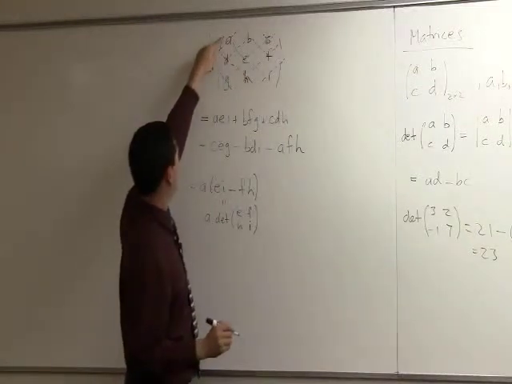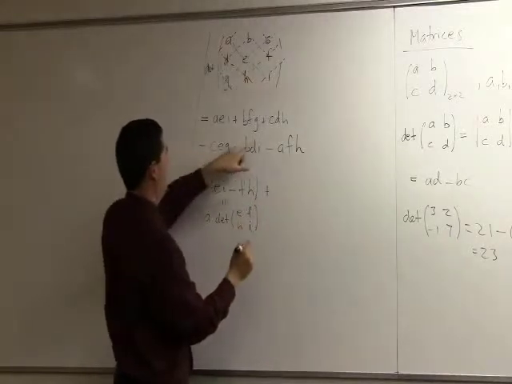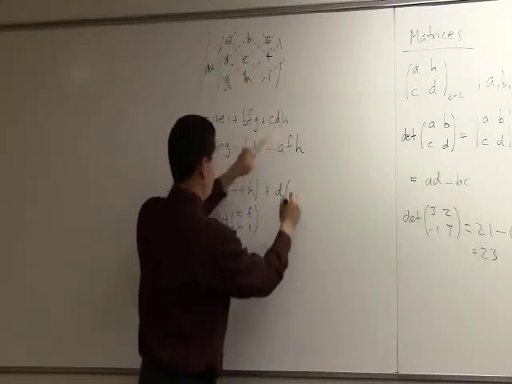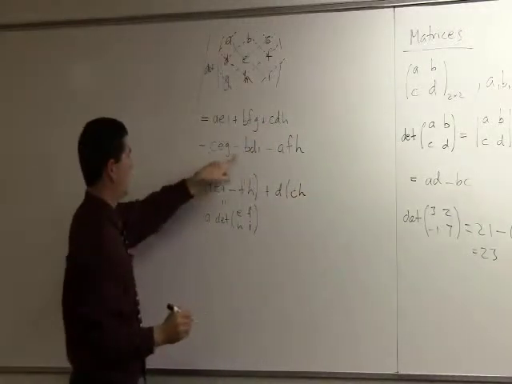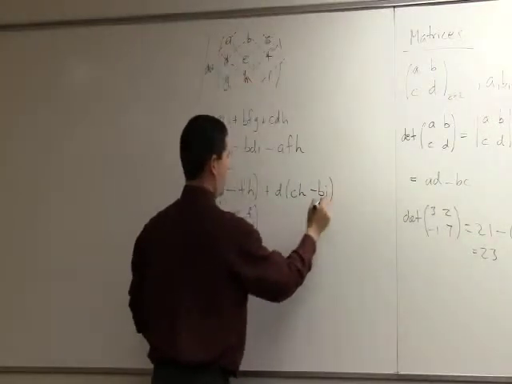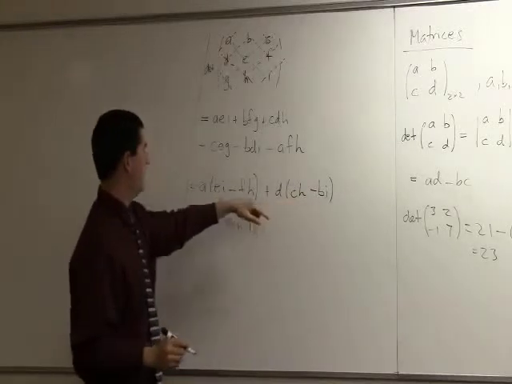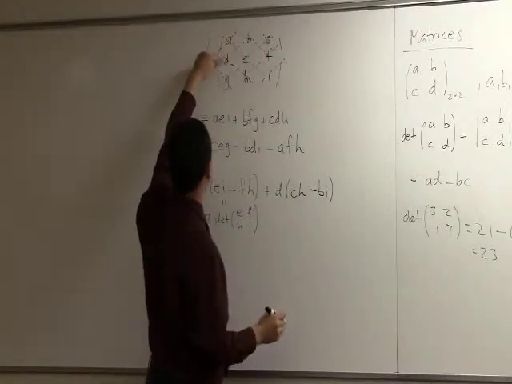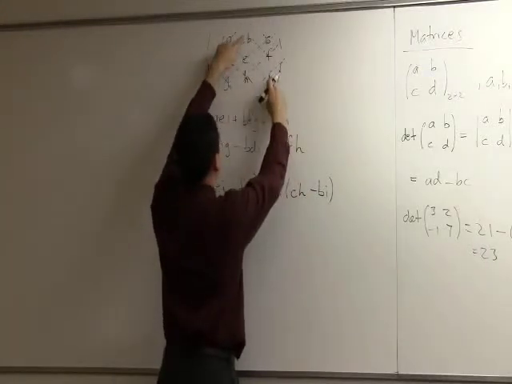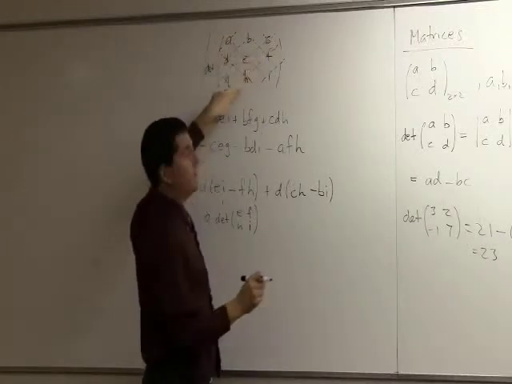Okay, now say I move down this column and I go to the D. Now let's see, I have a D times CH, and then minus BI. Well, where can I get a CH minus BI? If I have a D here, where's the CH and the BI? Here I have a BI and here I have the CH. Now the determinant would be BI minus CH.